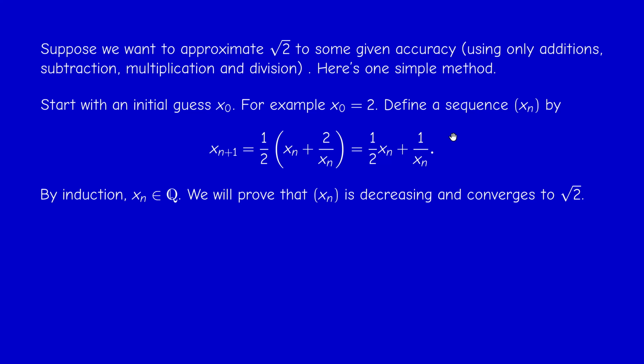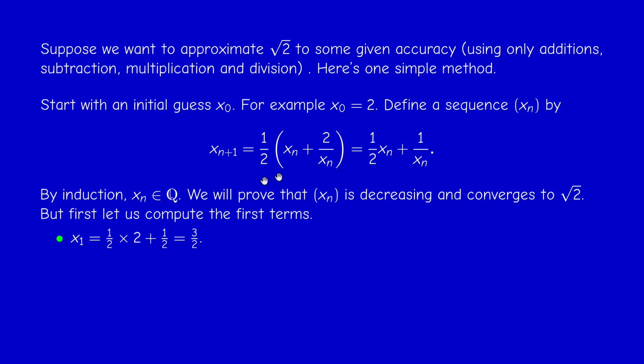Before doing that, let me just compute for you the first 3 terms, just to understand what's happening. So x1: if you take n equals 0 in this equation, you get x1 equal 1/2 of x0 plus 1 over x0. But I took x0 equal 2 for simplicity, so you get 1/2 of 2 plus 1 over 2, so it's 3/2.